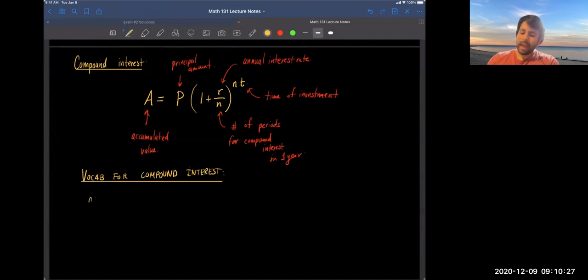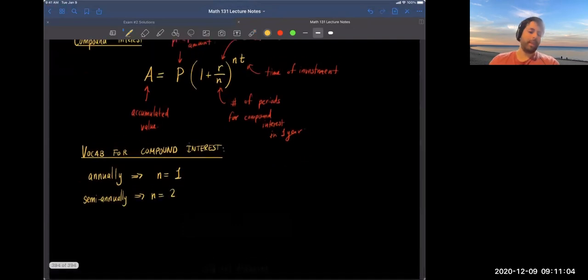If my interest is compounded annually, then my n value is 1. So I would have simple interest, right? P times 1 plus r raised to the t power, where this becomes 1, is the simple kind. But then I can have compound interest occurring semi-annually. So what's the n value going to be? 2. That's right. And then we go on and so forth, right?